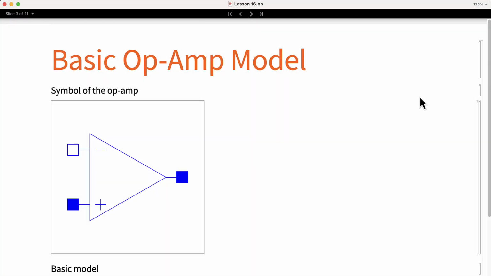The most common symbol for the op-amp is the one shown in the image. You can see that it looks very similar to the symbol of the amplifier we used in the previous lesson. It has a terminal for the positive voltage, a terminal for the negative voltage, and an output.